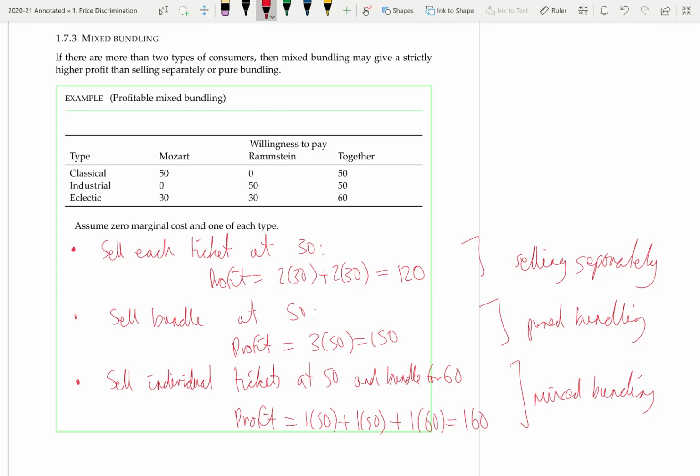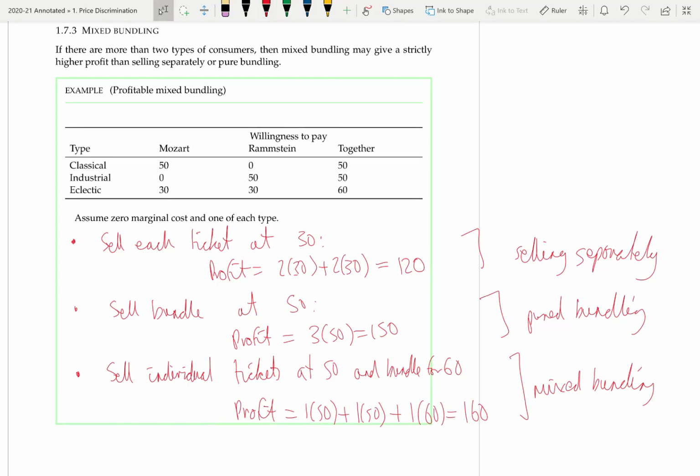So why was mixed bundling strictly more profitable here? Well, it enabled the monopolist to charge exactly what the consumers were willing to pay. The features of this example are that one consumer is willing to pay a lot for one of the goods, the other is willing to pay a lot for the other good, and then we have a consumer with an intermediate willingness to pay for both goods. So just to summarize, bundling can be a form of price discrimination. It can allow the monopolist to charge prices closer to what the consumer is willing to pay.